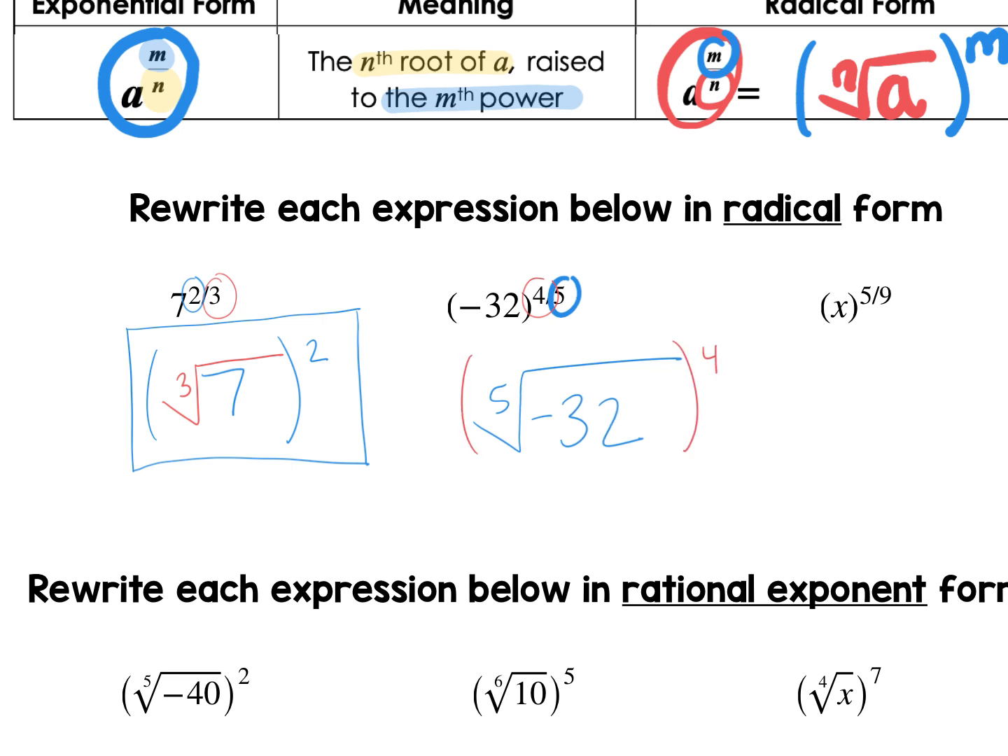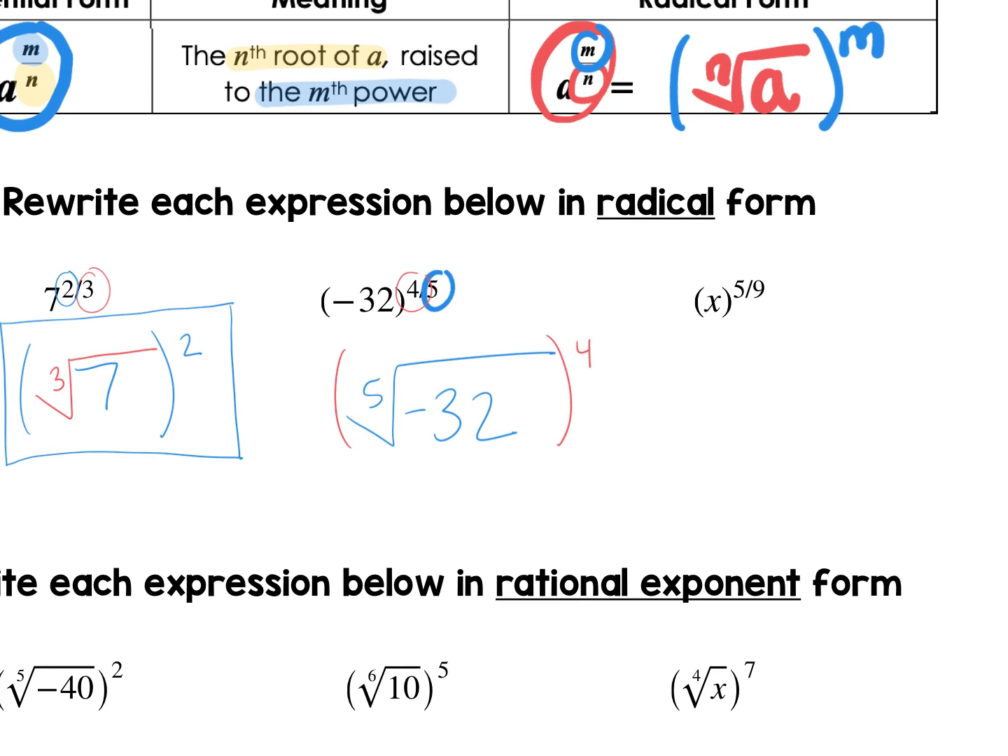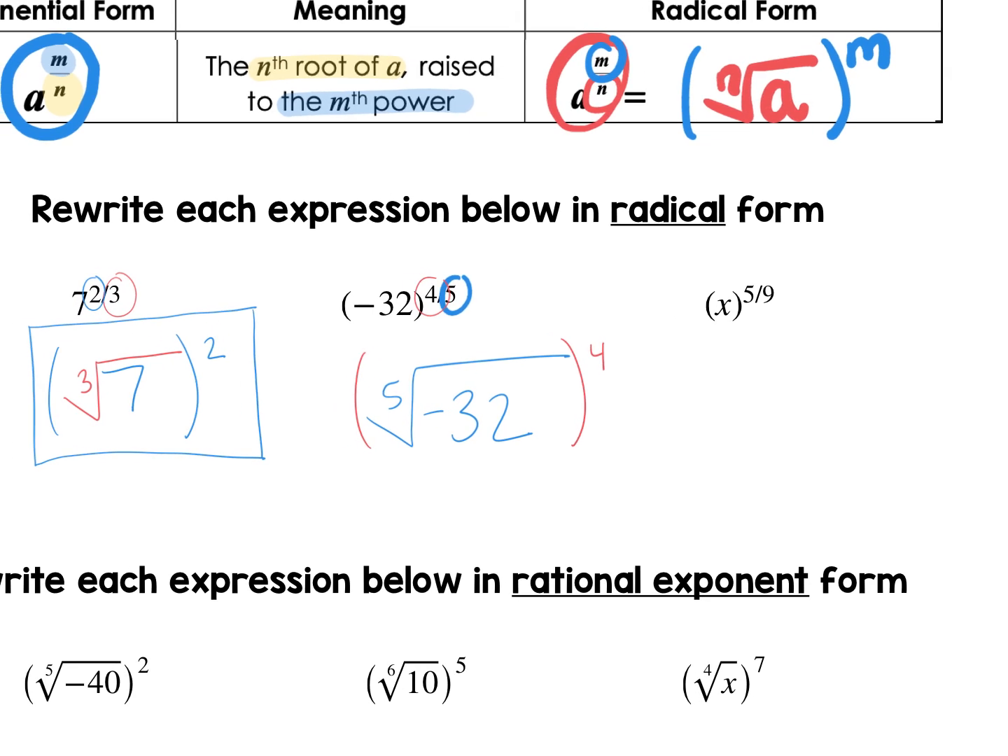Now this one we actually could evaluate. Yesterday we talked about how the fifth root of 32, the number that times itself 5 times gives you 32, is 2. So the fifth root of negative 32 is negative 2, and then you would raise it to the fourth power. But it says to keep it in radical form, so you actually don't want to do that. So I'm just writing down what I'm saying.